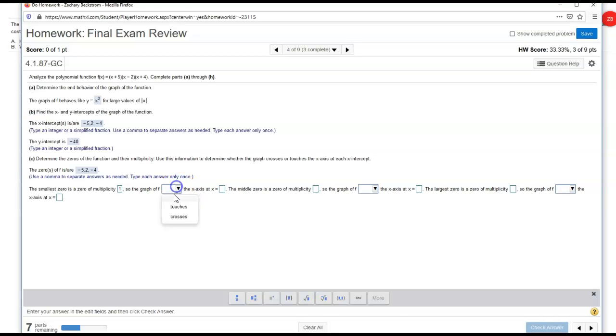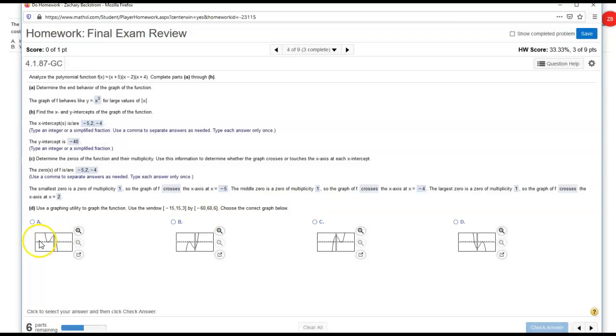So the graph is going to cross at x equals -5. The middle zero, that would be -4, also has a multiplicity of 1. So the graph crosses at x equals -4. And finally, the graph will cross at x equals 2.